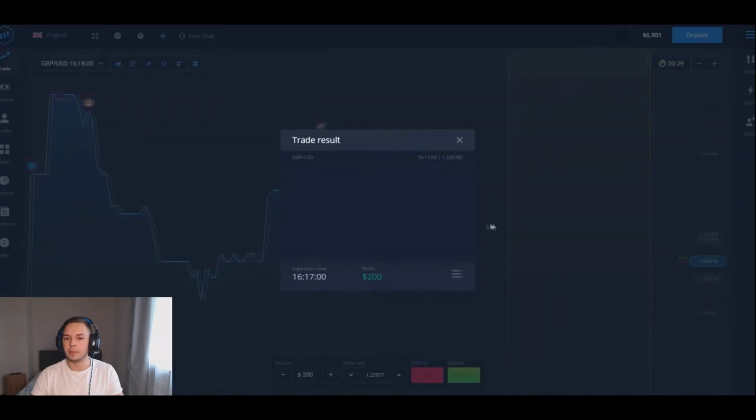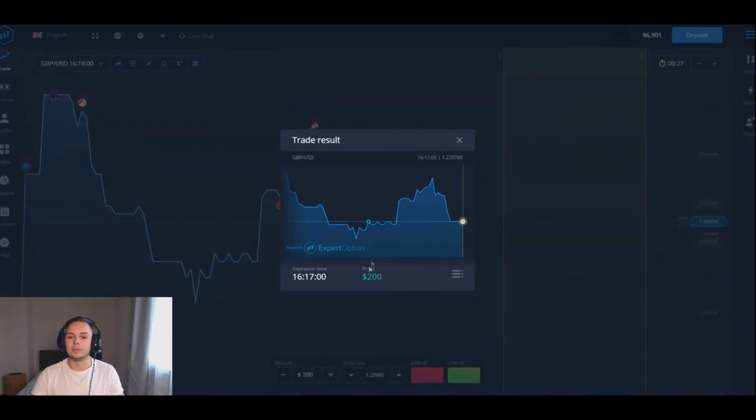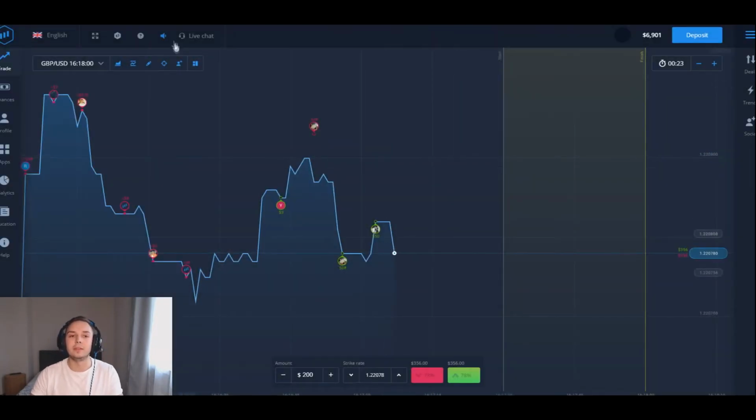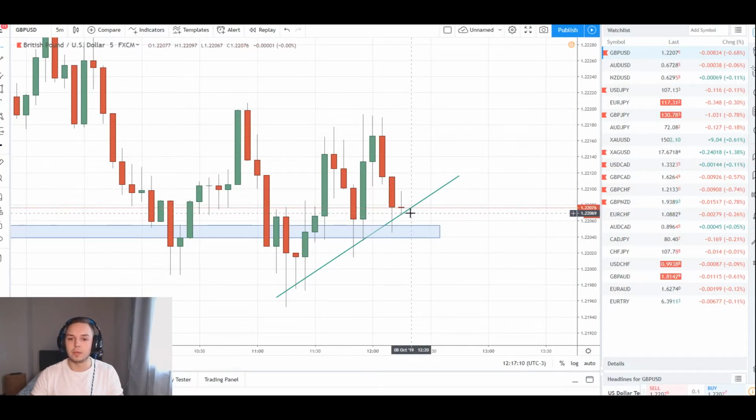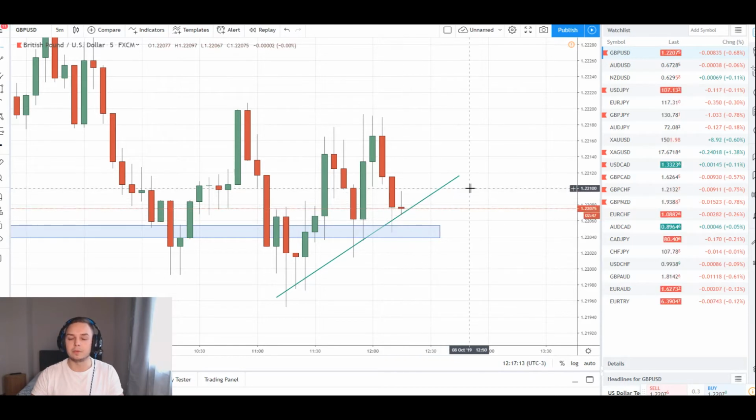And the broker, okay, the broker just refunded us our money, profit 200. That's what we were risking, so we got nothing. We didn't lose anything, we didn't win anything. So let's wait for a normal pullback towards the downwards direction. I'll come back to you guys once I see something.